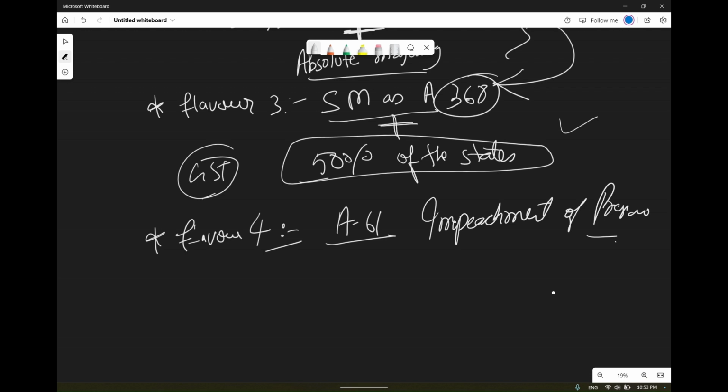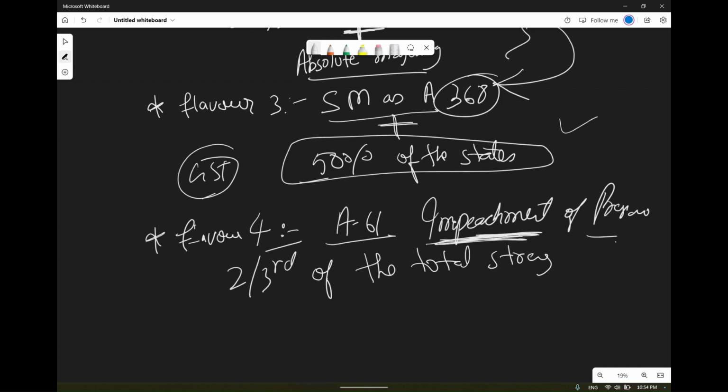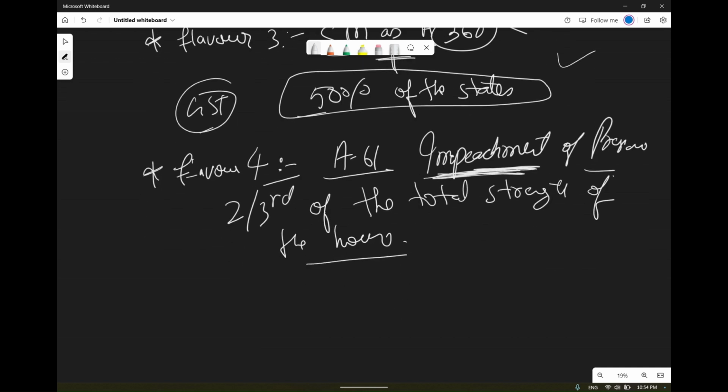But when we are talking about the removal of the president, we don't use the term removal, we use the term impeachment of the president. Remember, this term impeachment is always used for the president. You can't use this term for a High Court judge, Supreme Court judge, or anywhere else. You have to use only the term impeachment for the president. And this is the toughest majority. It requires 2/3 of the total strength of the house. Removal of the president will go through this one.